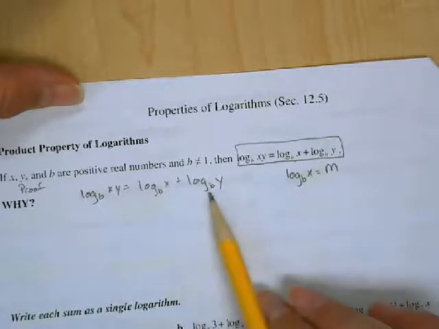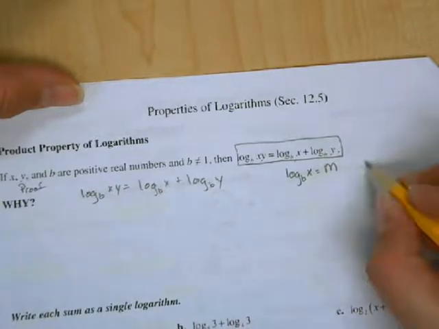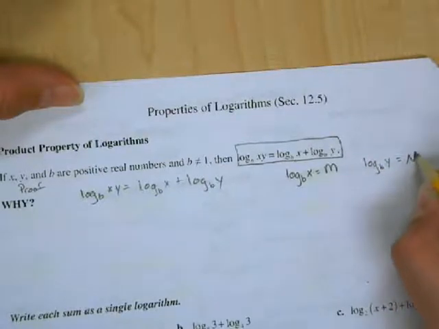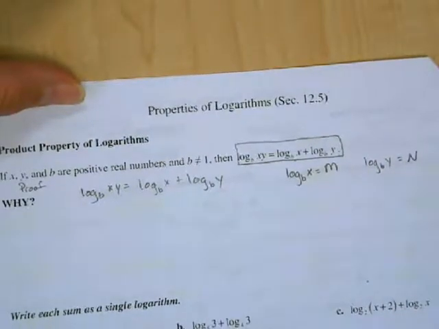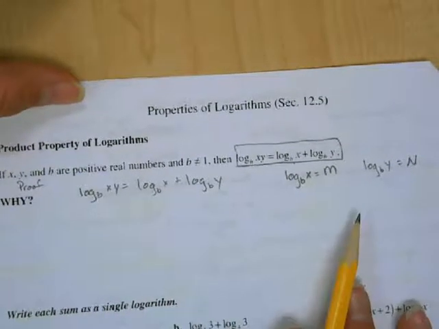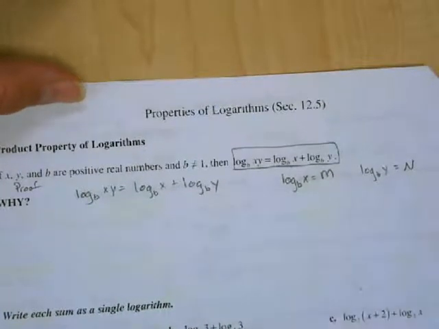So I'm going to do the same thing for log base b of y. We don't know what log base b of y is equal to, but it's got to be equal to something, and we're going to call that something n. The reason why I'm doing that is because that's going to allow me to change this to the exponential form, which is what we learned in 12.4.